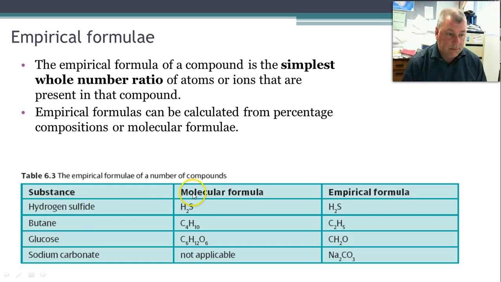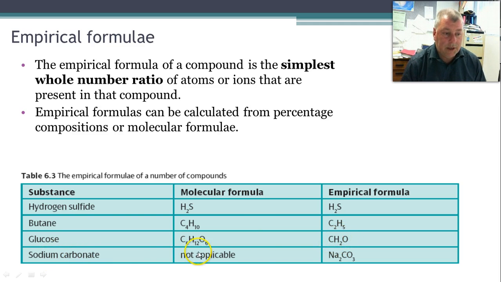So hydrogen sulfide, the molecular formula is H2S. The empirical formula, the simplest ratio, is H2S. Can't be reduced any simpler than that. However, butane, which has a formula C4H10, we recognize there's a common factor between 4 and 10, and we can halve them and produce an empirical formula of C2H5. Glucose, C6H12O6, we recognize that 6, 12 and 6 have a common factor of 6, and therefore we can reduce the molecular formula to the empirical formula CH2O.